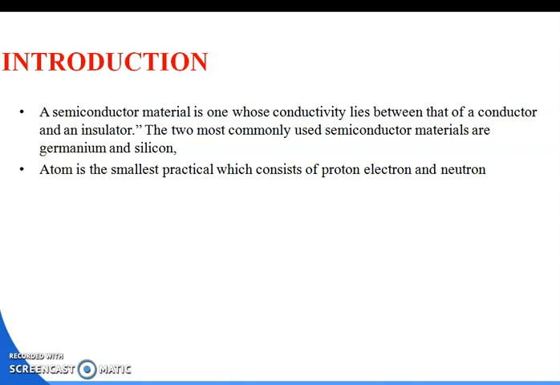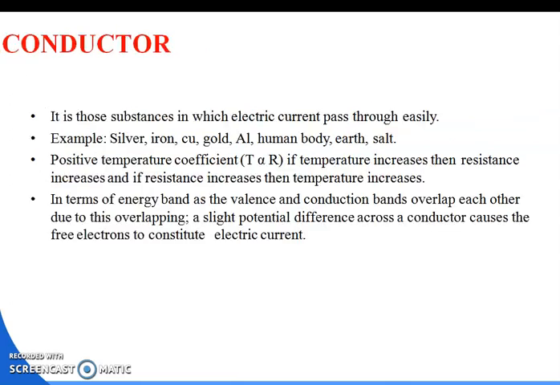So, coming to the point, what is a semiconductor? Semiconductors are those materials which lie between conductor and insulator. The most commonly used semiconductors are silicon and germanium.